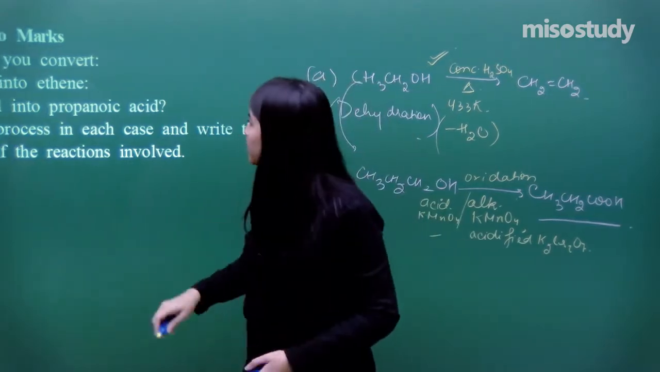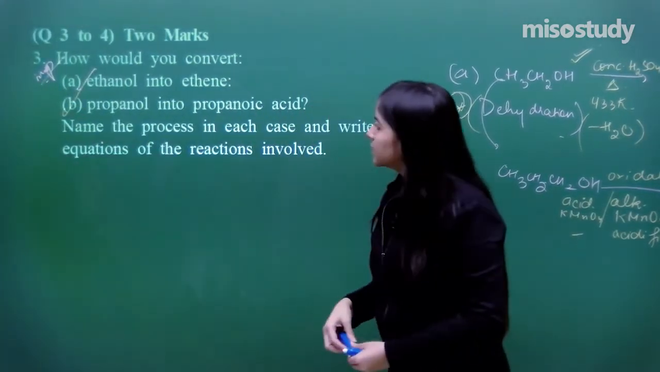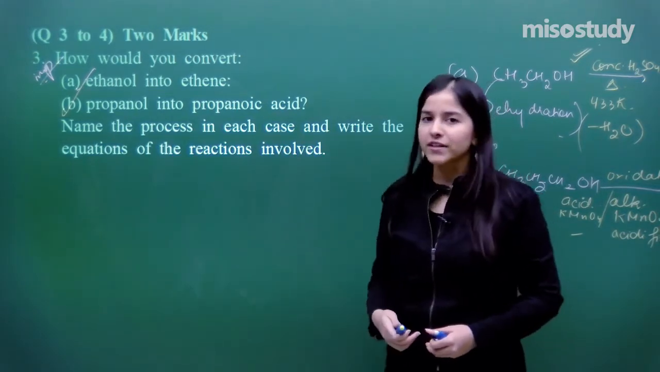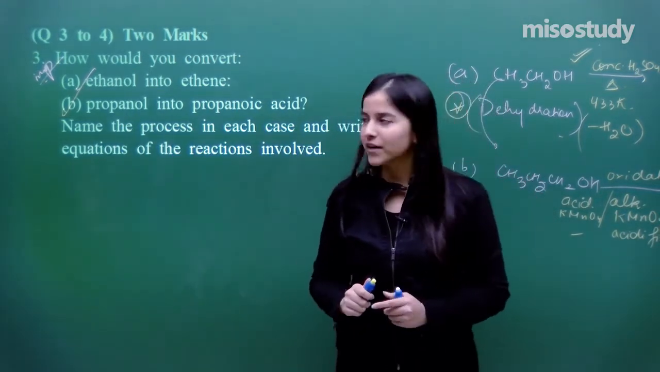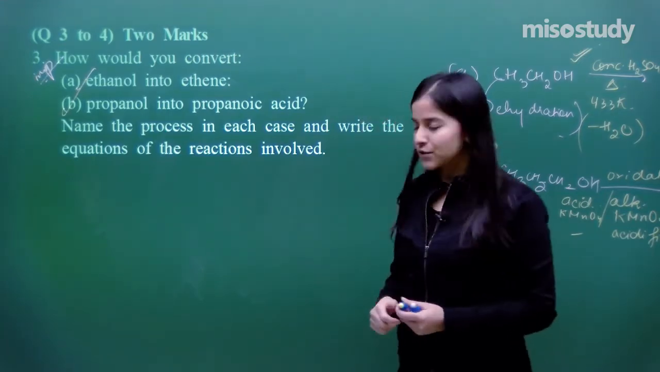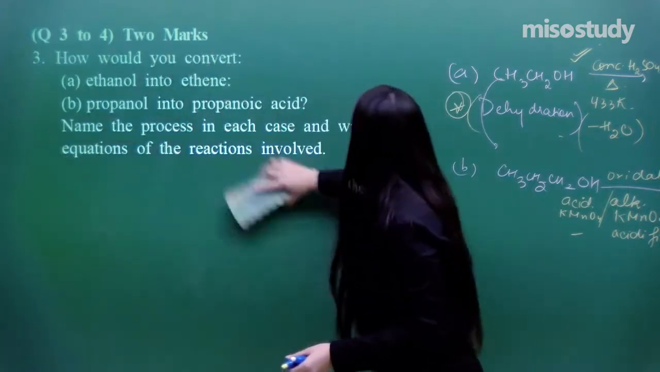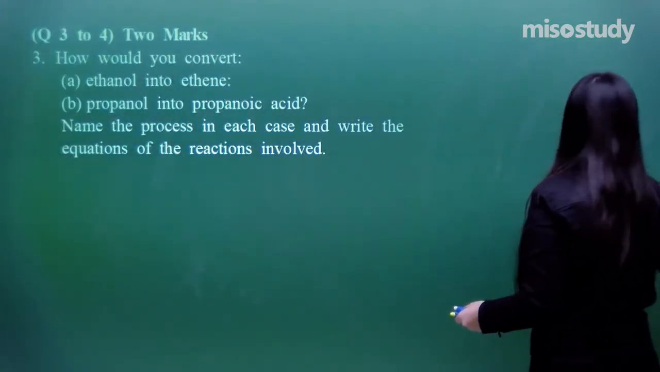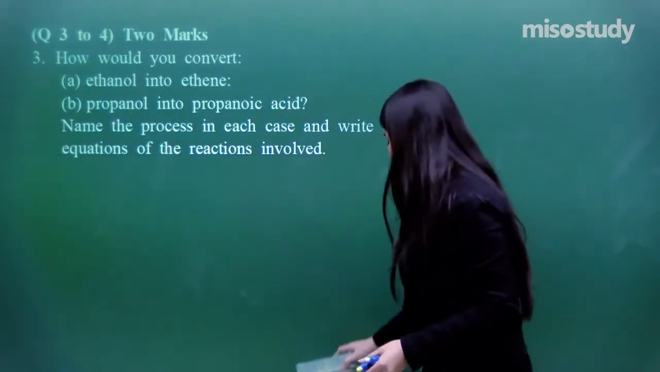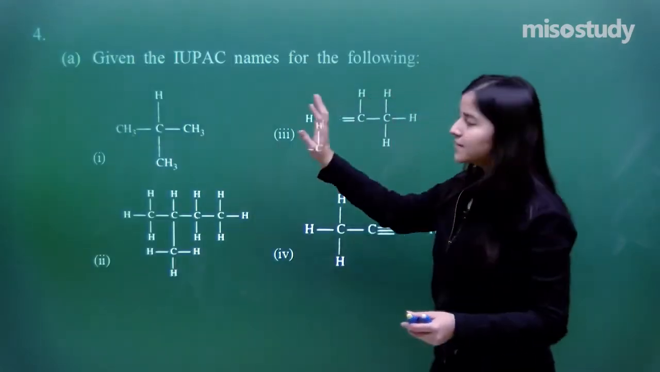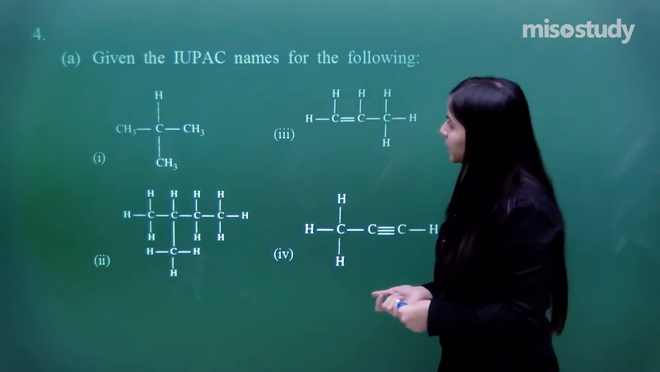Fine. Now, this one done. Name the process in each case and write the equations for the following reactions. We have already done this, okay? So that completes question number 3 as well. Now, let us move on to question number 4, okay? Again a 2-mark question, and this is going to be an interesting one.